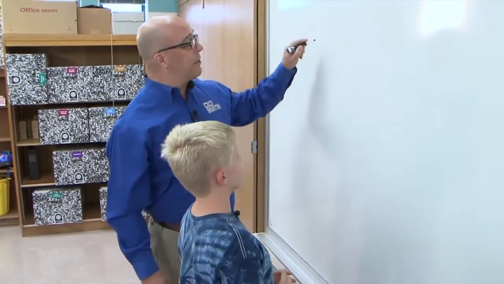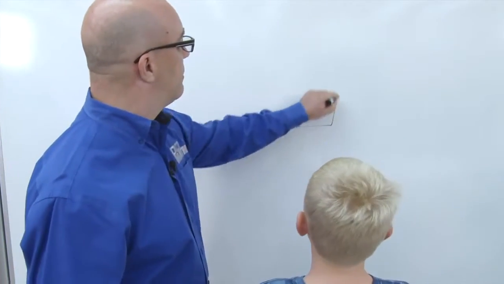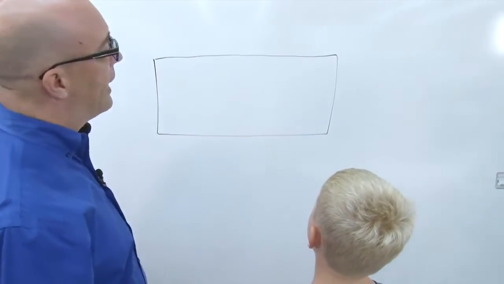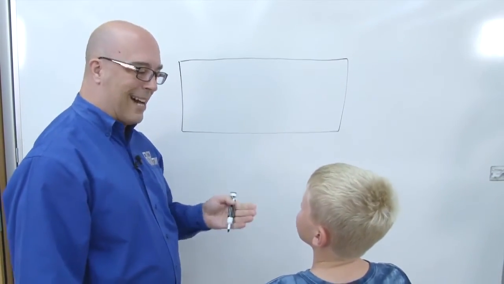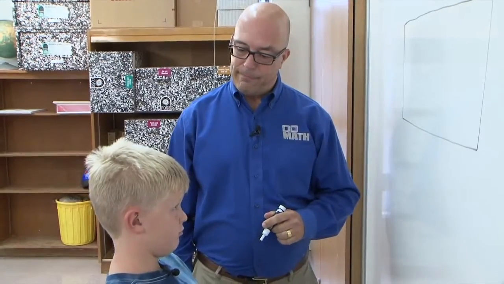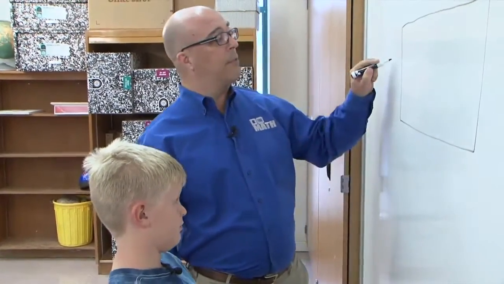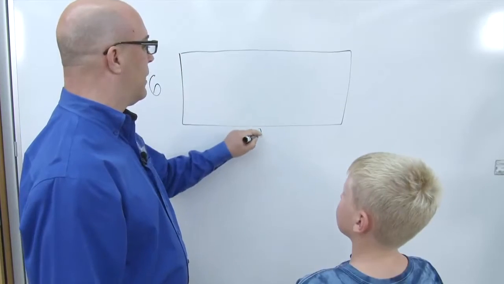class, perimeter and area. All right, so I'm going to draw something up here. Let's draw this rectangle. And why don't you give me some numbers? Give me a number between 2 and 9. 6. All right, so we'll make this 6. And how about a number between 7 and 20? 15. All right, we'll make this 15.